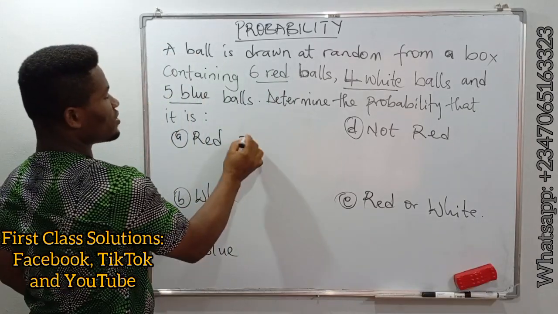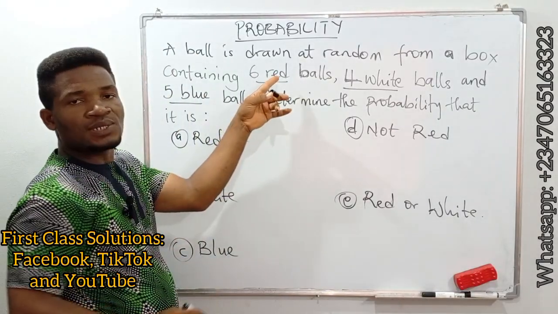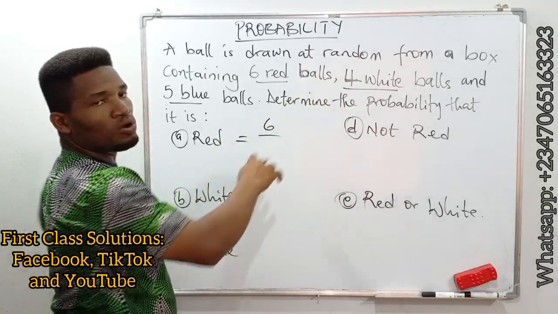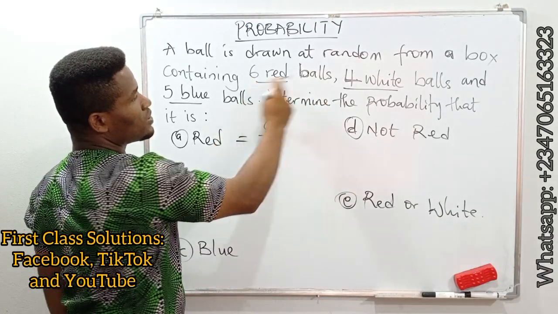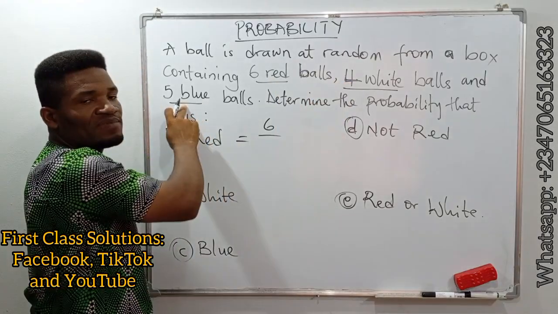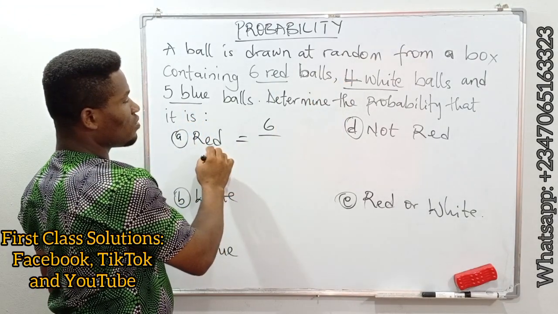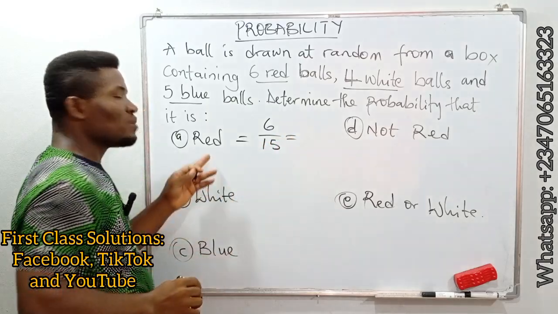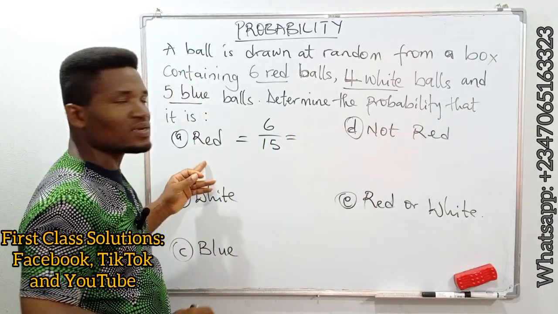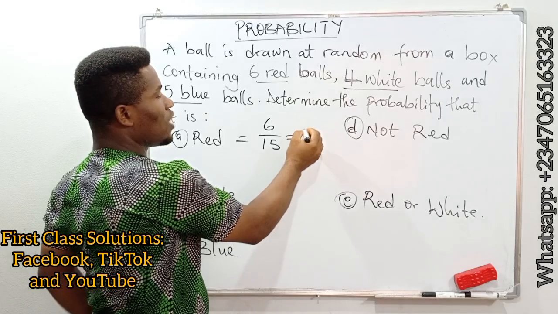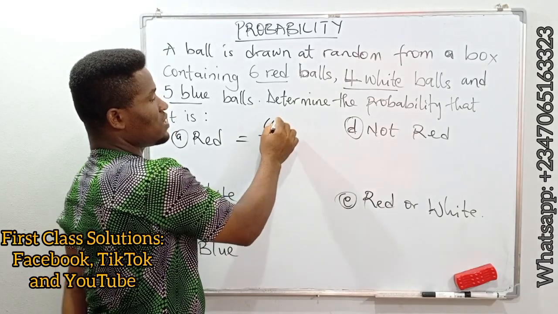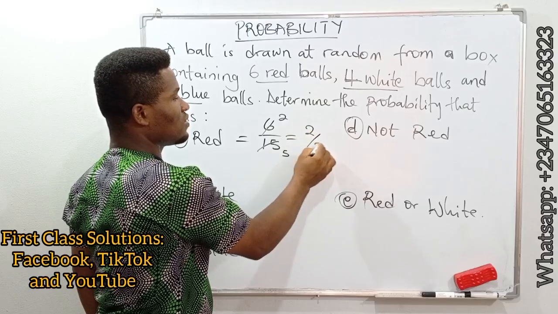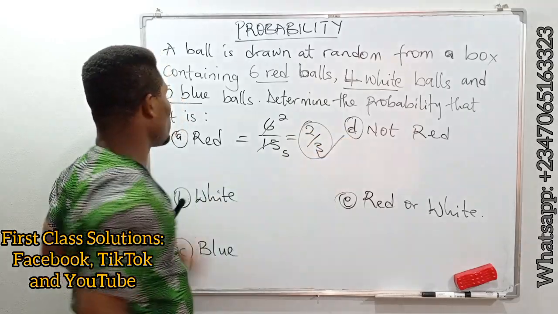For red, the possible outcome is that we have 6 red balls. So we have 6 over what? What is the number of total balls we have? We have 6 plus 4 being 10, plus 5 being 15. So the number of total outcomes is 15. That means the probability that the ball drawn is red is 6 over 15, and it can be divided further. 3 goes into 6 two times and 3 goes into 15 five times. So we have 2 over 5 as the probability that the ball is red.